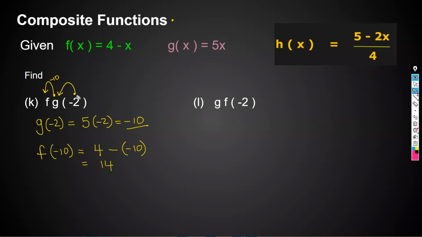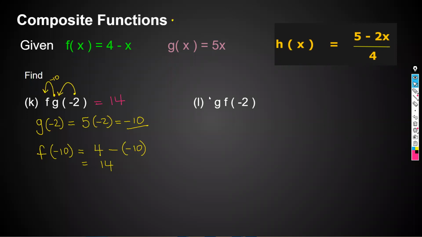So it's like this. You put a minus 2 into G, you will get an answer. Whatever that new answer is, you proceed to put that in the letter that comes after, which happens to be what? F. And only after you finish that last step, the final answer is 14.